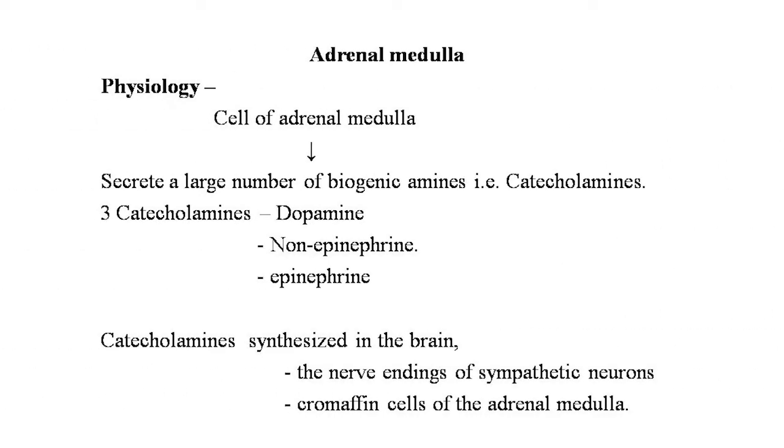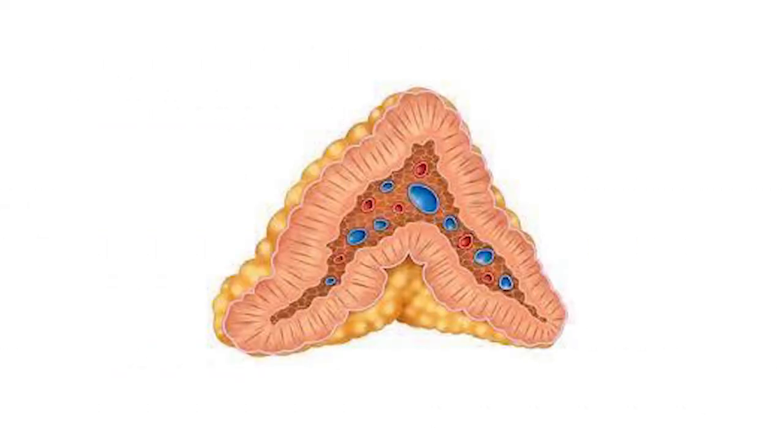Now the next is the adrenal medulla. The physiology of this adrenal medulla: the cells of the adrenal medulla secrete a large number of biogenic amines which are known as catecholamines. Mainly 3 catecholamines are found in innervated human tissues: dopamine, norepinephrine, and epinephrine. These catecholamines are synthesized in the brain, the nerve endings of the sympathetic neurons, and the chromaffin cells of the adrenal medulla. Dear students, here is a good image showing the adrenal medulla. Cortex and medulla are clearly seen.